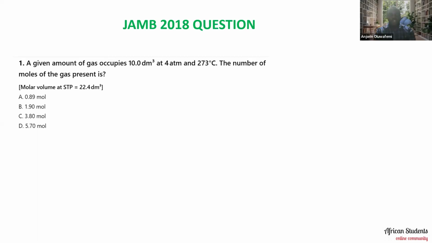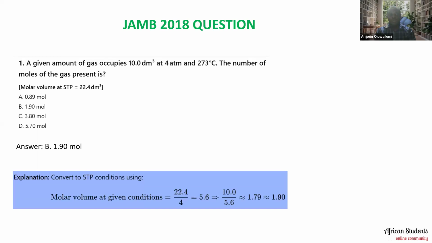So let's work it out and see what we can come up with as regards the number of moles of the gas. It's still the ideal gas equation that we are contending with, and our answer should be about 1.90 mole. Basically, we convert to STP condition using the molar volume at the given condition, which is 22.4, and at 4 atmospheres that equals 5.6, and that will be 10 divided by 5.6. That's about 1.79, then approximately 1.90.